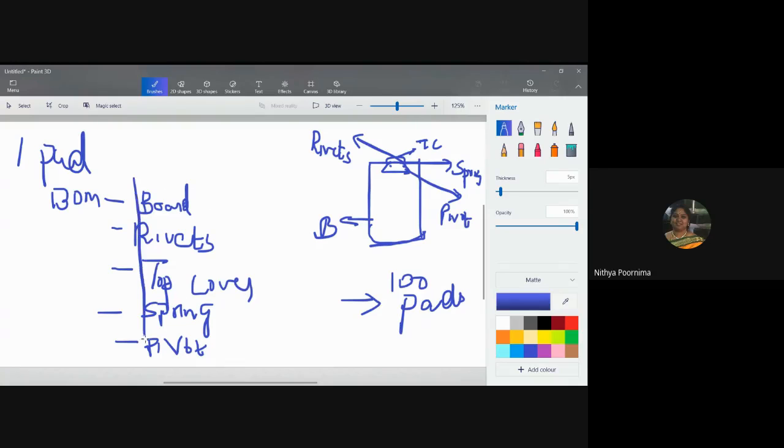So these are the materials that will be required when I have to produce one board, right? Now, if I have to make 100 pads, how much of these do I have to have? Next, you'll have quantity here. How much will you plan if you want to make 100 pads? Rivets also you need two. So let me be precise. I want two rivets to make one board. So what quantity will I write here?